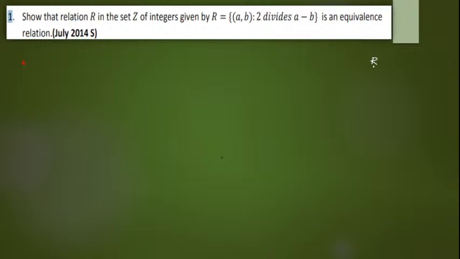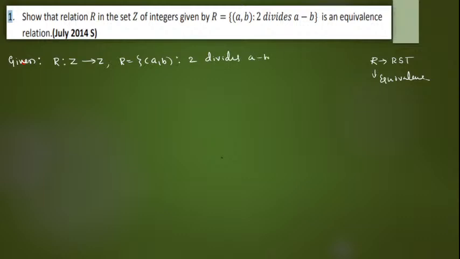So what is the condition? If R is reflexive, symmetric and transitive, then the relation R is what? Equivalence relation. So we'll work out the procedure here. First write the given data. The relation R is defined on the set of integers, that is Z to Z, given by the relation R containing the ordered pairs (a, b) such that 2 divides a minus b. Clear?